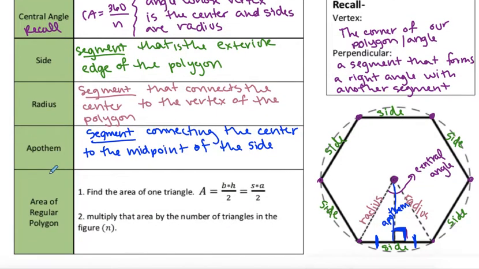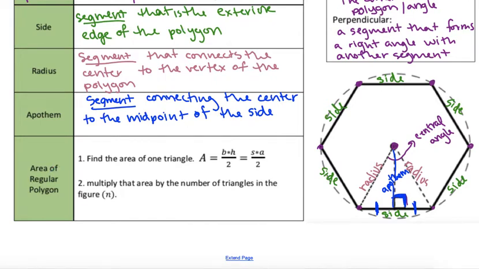So when we have all this information, we can start to look at the area of a regular polygon. And there are two steps. Find the area of one triangle. So I'm going to find the area of this triangle. Notice it's base times height, where my side length is the base, and the height of that triangle is the apothem. If I know the area of this triangle, I can then multiply that area by the number of triangles in the figure.